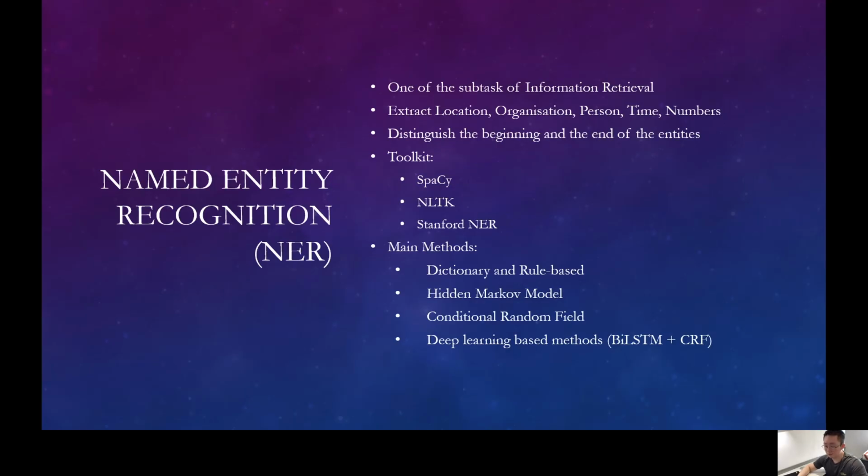Then we will talk about some of the natural language processing tools we use in the project. Named entity recognition is a famous subtask of information retrieval. It aims to extract entities like location, organization, person, times, and numbers. The NER methods have evolved a lot from early technology like dictionary-based extraction. The best NER solutions have recently achieved more than 92% accuracy based on deep learning methods.